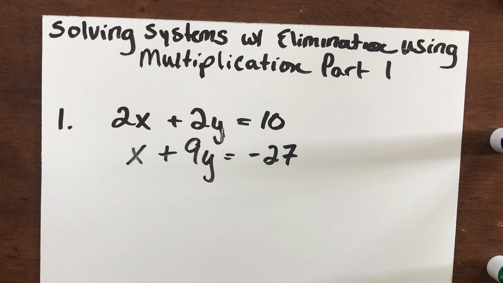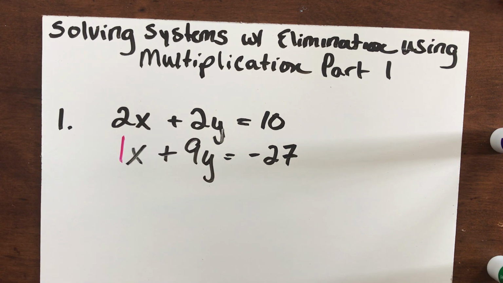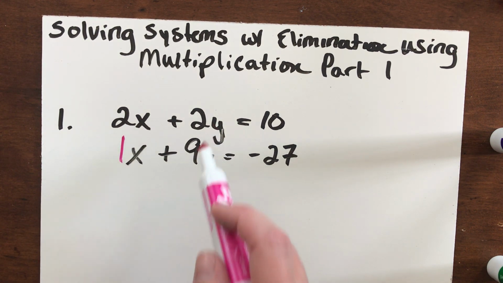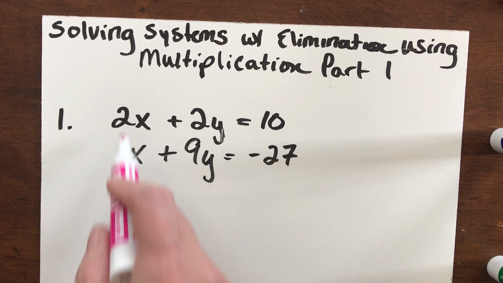So if you look at the coefficients in front of the x, we have a 2, and when there's not a number, it's actually a 1, and you have 2 and 9. They're not opposite coefficients. They're not the same coefficients. So what I'm going to do is look and see if the smaller coefficient can divide into the bigger coefficient evenly. Can 1 go into 2? Yes. Can 2 go into 9? No. So I am going to work with my x's.